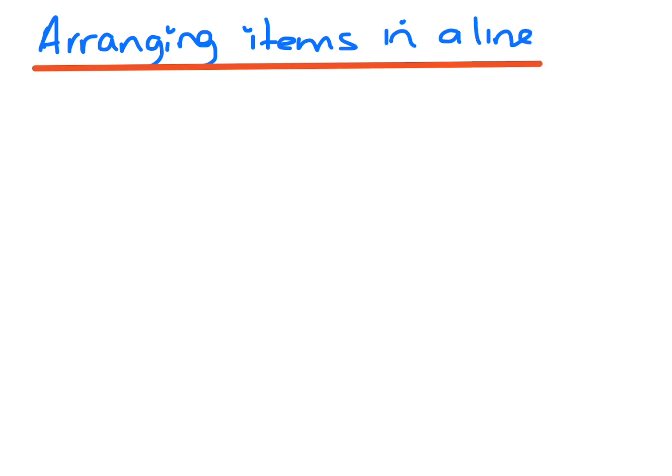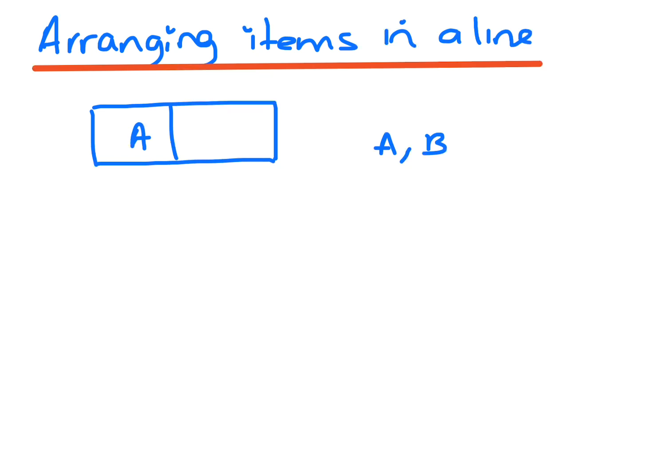Just to run through on arranging things in a line. Okay, so let's say we have two people and we want to put them into a line. We'll call them A and B. Then you could put A there and B there, or you could put B and then A. So if you're looking at the choices and use the multiplication principle, in the first place I have two choices of where to put A, and in the second one I have one choice, and 2 times 1 is 2.